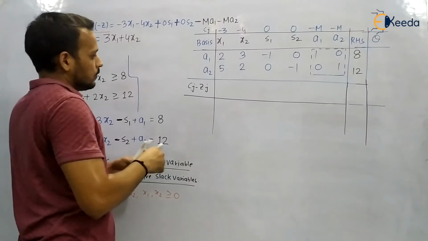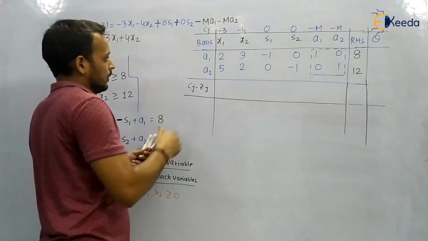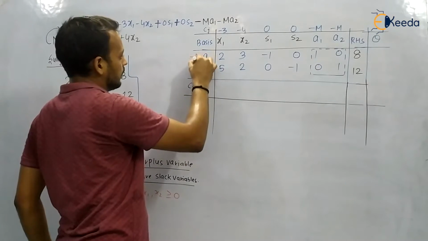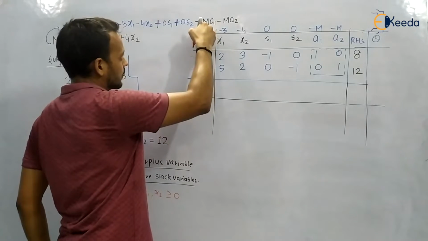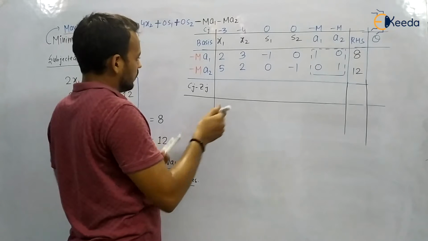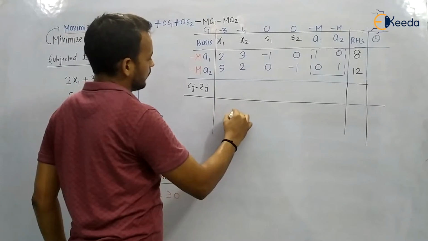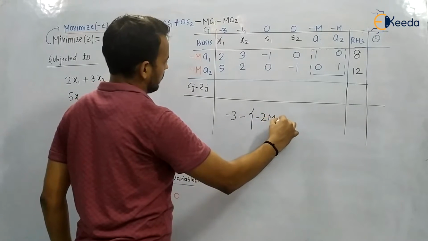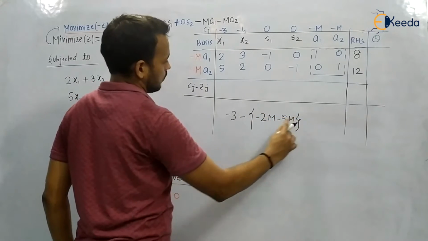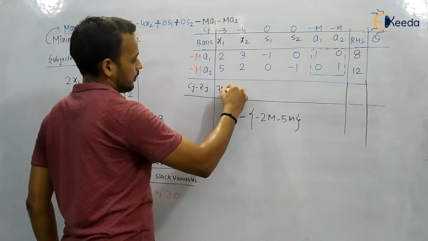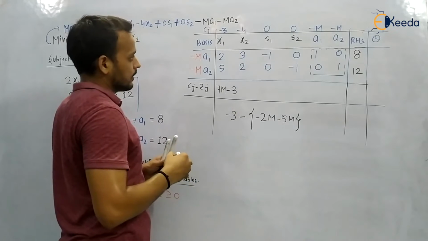Okay, so how to calculate Cj minus Zj? What is the coefficient of a1 and a2? The coefficient of a1 and a2 is minus M, and here also minus M. This minus M and minus M. Okay, so the coefficient of x1 is going to be minus 3 and minus 2M and minus 5M. So it is going to be minus 7M, so it is going to be 7M minus 3. Okay, 7M minus 3.